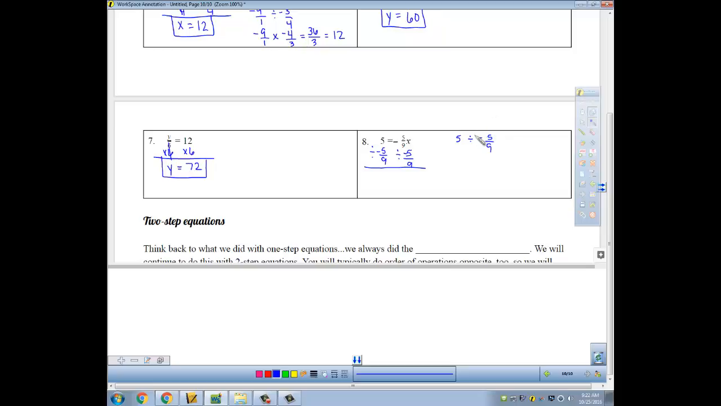So just like the other example, I'm going to change 5 to 5 over 1. Rewrite the rest of the problem. I'm going to keep change flip. So keep the 5 over 1, change division to multiplication, flip the second fraction. And again, I put the negative with the top number just to make things a little easier with the signs. 5 times negative 9 is negative 45. 1 times 5 is 5. Negative 45 divided by 5 is negative 9. So right here I get negative 9. Bring down your equal sign. These cancel. I'm left with my x. So x equals negative 9.